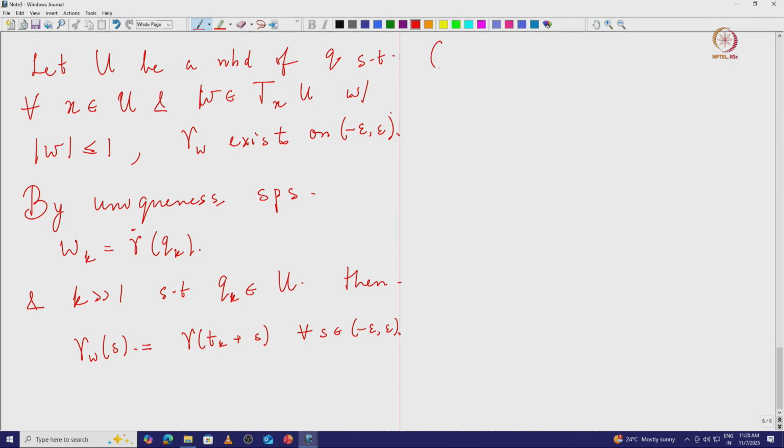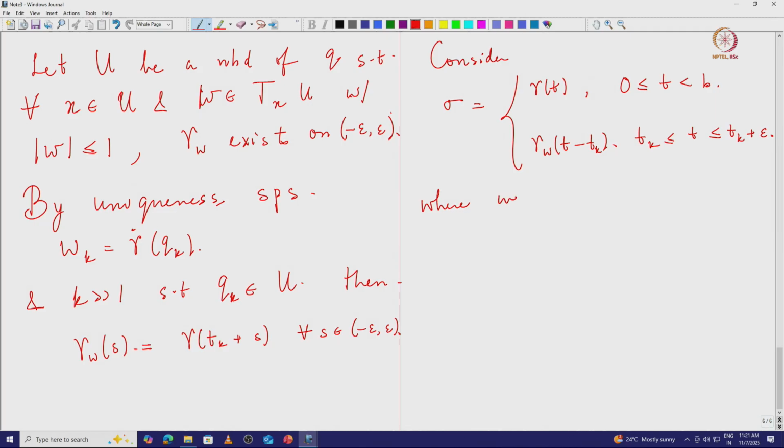But now just consider sigma, which is given by gamma of t all the way up to b, and it is given by gamma w of t minus tk for t between tk and tk plus epsilon, okay, where we choose tk for k large enough such that tk plus epsilon is strictly bigger than b.